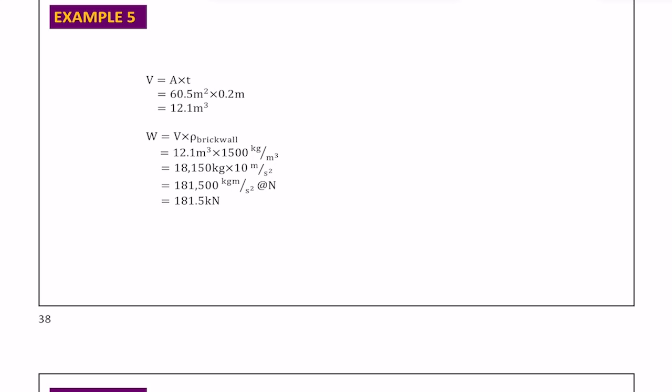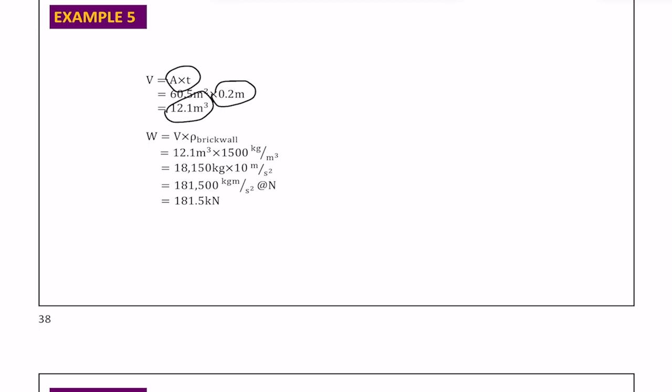Kita kena cari dulu volume of the wall by multiplying the area with the thickness of the wall. We have the area of the wall, 60.5, yang you dah calculate tadi, the total area times the thickness of the wall, 200 mm, given in the question. So dekat sini saya convert it into meter, bagi 1000. I get 12.1 meter cube as the total volume.